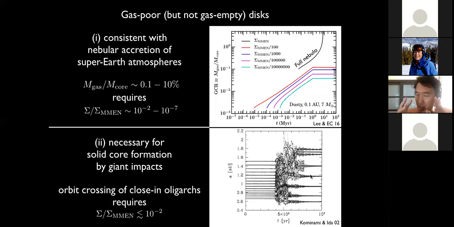The last few doublings. But Eugene, did this Kominami and Ida calculation include the migration? I don't recall. It doesn't look like it. Those are pretty flat curves for a fairly extended period of time before things go haywire. Well, the question though is, again, they were dealing with low surface densities. They actually started at 10 to the minus 2, and at the point when the orbits cross, it's more like 10 to the minus 3.